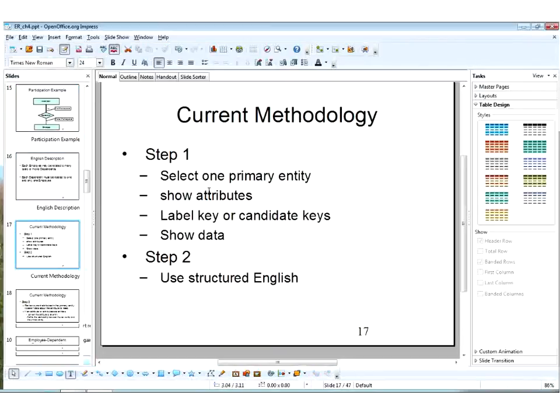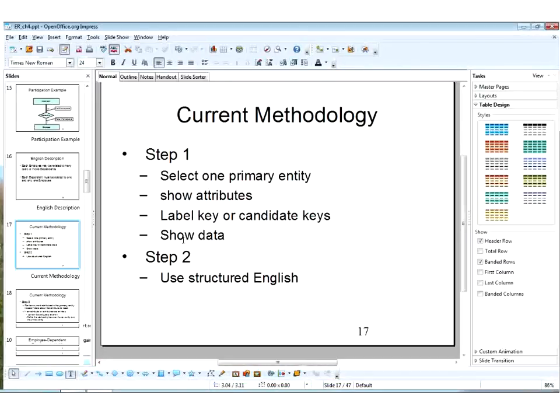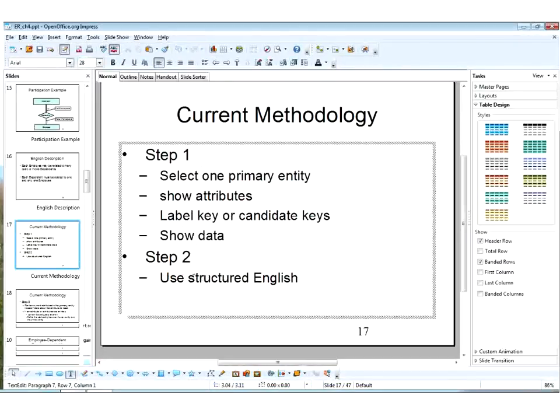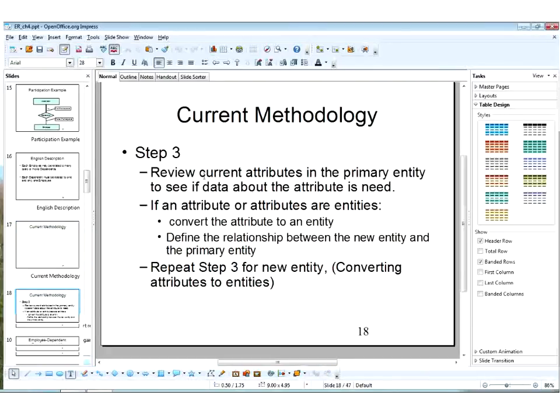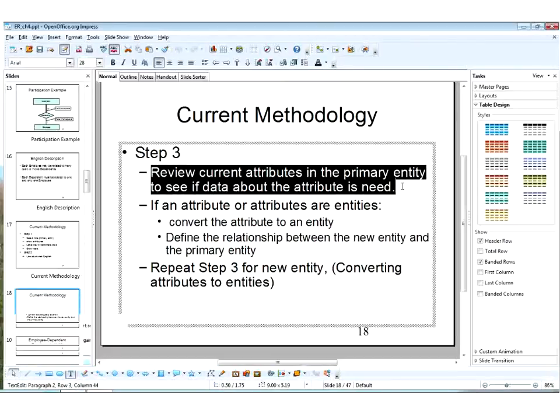So we kind of got a recap of our methodology, and we're adding to it just a tiny bit here. We'll select our primary entity, strong entity. We'll show the attributes on it. We'll give it a key. Show data. We'll use our structured English to describe. Then we'll go back and see if there are any attributes we need to turn into entities. Remember, you can't have attributes with other attributes on them. If that's the case, you need to turn that thing into an entity.